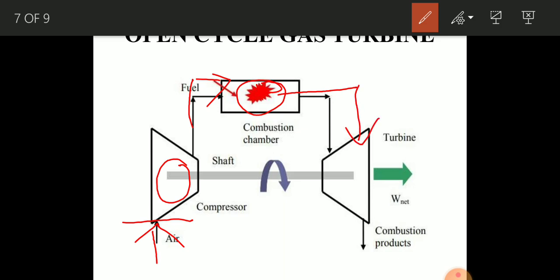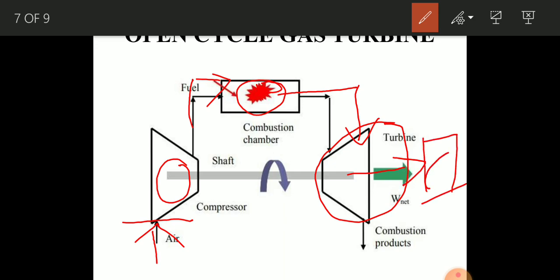Now in the turbine the air gets expanded, due to which the turbine starts rotating. This rotary motion of the turbine is used to develop power, where the turbine is coupled with the generator, which converts the rotary motion of the turbine into electrical power. Finally, once the air is expanded in the turbine, whatever air remains leaves to the atmosphere. We are not going to use this air again for our operation. This is the major difference between the open cycle and the closed cycle gas turbine.